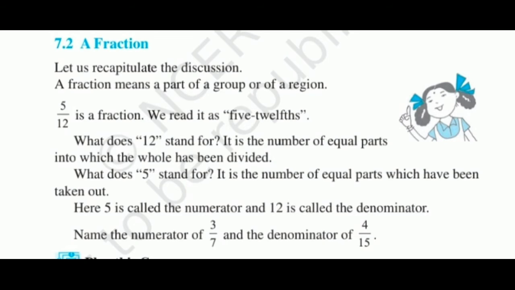5 by 12 is a fraction. We read it as 5/12. What does 12 stand for? It is the number of equal parts into which the whole has been divided. What does 5 stand for? It is the number of equal parts which have been taken out. Here 5 is called the numerator and 12 is called the denominator.